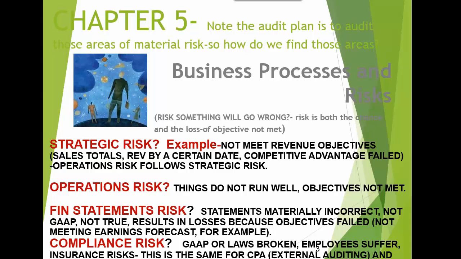Are the financial statements correct? And number two, are these financial statements showing that in fact we are meeting forecasts, that we are meeting the strategic objectives of the organization? Embedded in the financial statement risk is the issue related to how we're actually supporting the strategy.